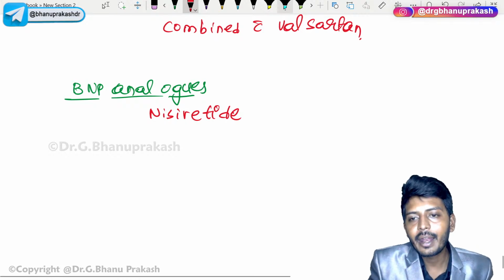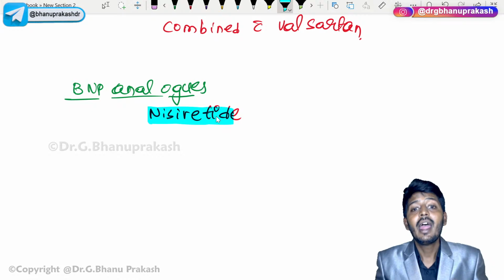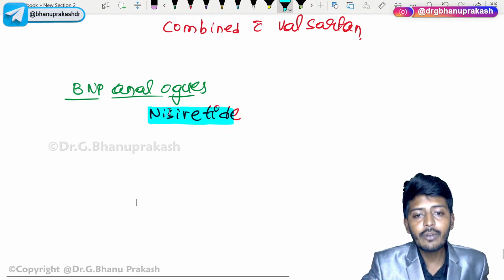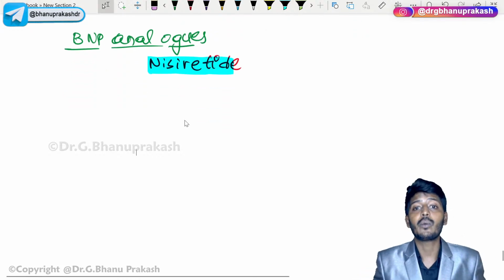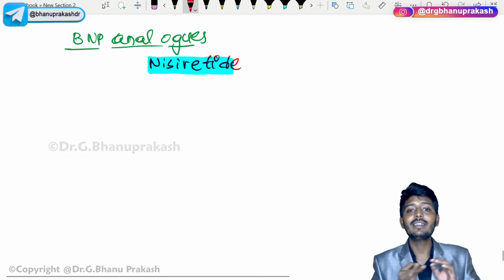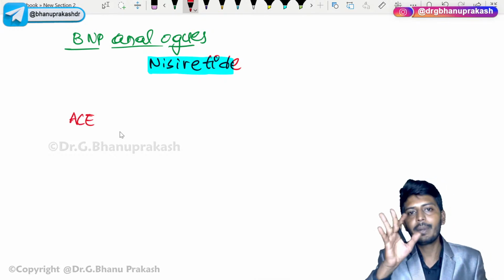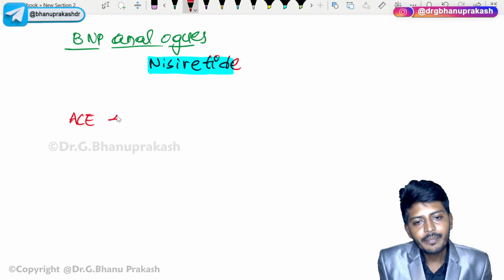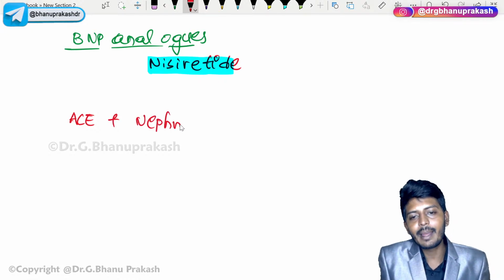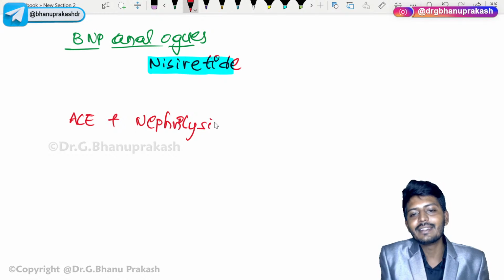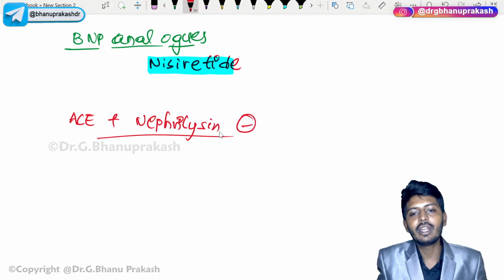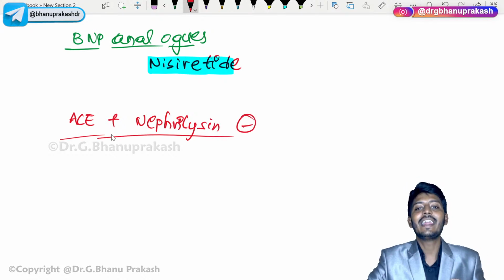This BNP analog is also a very important question. Now there are even newer drugs. What is the advantage of those drugs? Let's see. ACE is one enzyme, one culprit was ACE, and one more culprit was neprilysin. So we are trying to inhibit both of them, ACE and neprilysin.